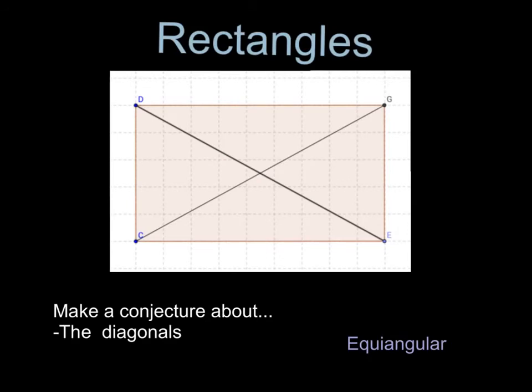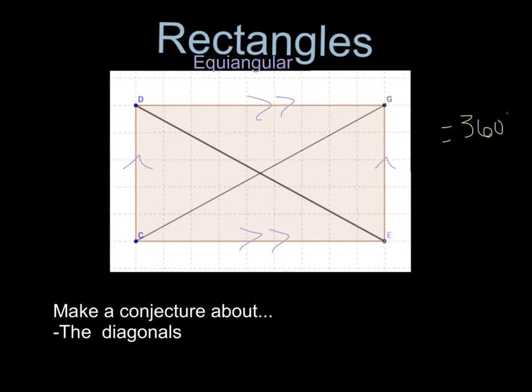A rectangle is, again, another type of parallelogram. So same properties apply here. This one is not equilateral, this is equiangular. That means all four angles are congruent, which in this case, if the angles have to add up to 360, which they do for a quadrilateral, then if we divide that by 4 to get 4 equal angles, each angle is 90 degrees. So we have 4 right angles.